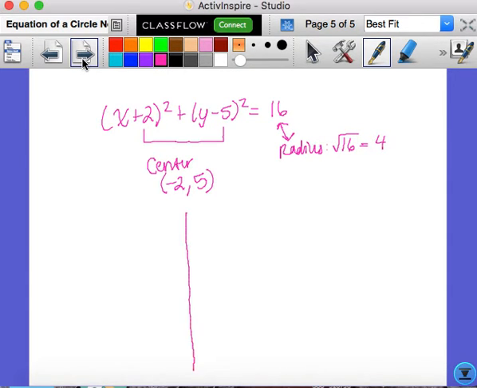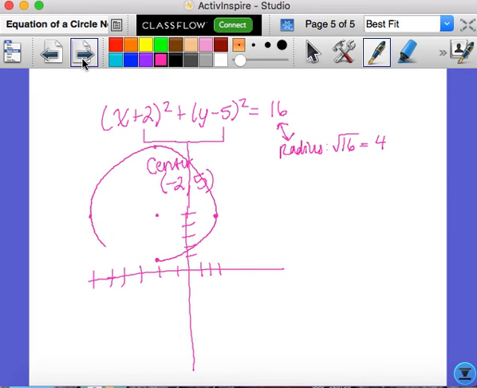So what I would do is on my graph, I'm going to come to (-2, 5), which is going to be about here. And then I'm going to go left 4 from that point, down 4 from that point, right 4, and up 4. So I'm kind of going to bleed into this a little bit, but we're up here. And then we're just going to sketch that circle as best as we can.